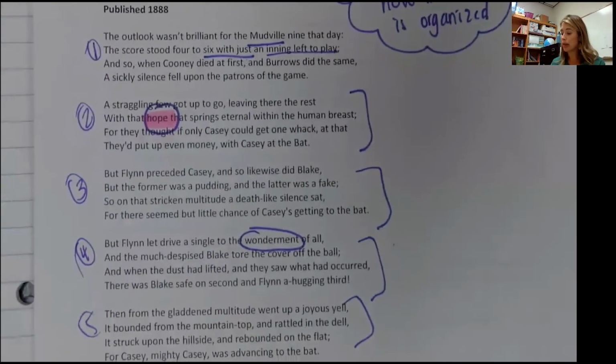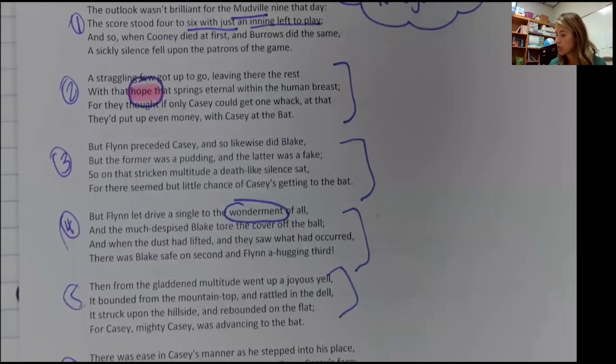10,000 eyes were on him as he rubbed his hands with dirt. 5,000 tongues applauded when he wiped them on his shirt. Then, while the writhing pitcher ground his ball into his hip, defiance glanced in Casey's eyes and a sneer curled Casey's lip.